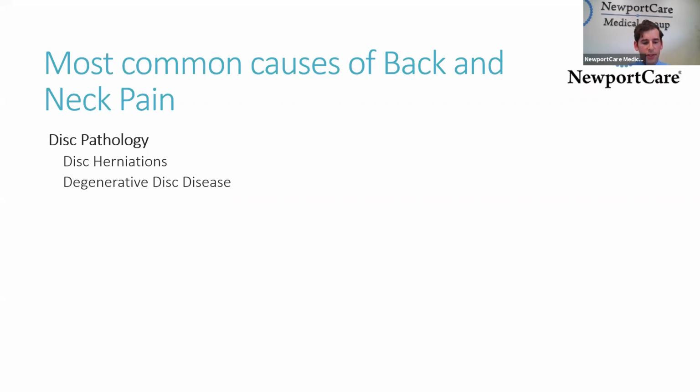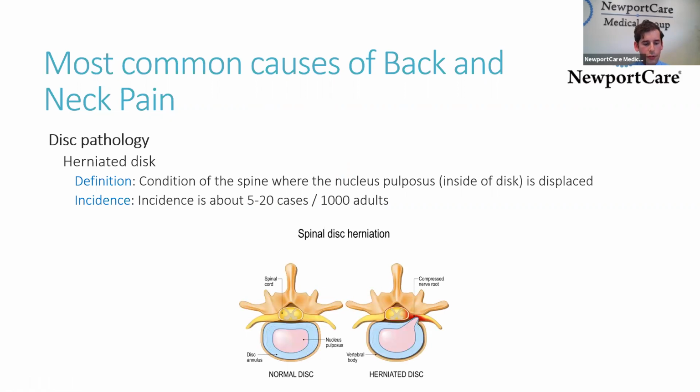So the next group of pathology that we'll be discussing is pathology coming from the intervertebral disc that we spoke a little bit about earlier. So the first thing we'll talk about, and one of the most common causes of neck and back pain that I see, is caused by disc herniations.